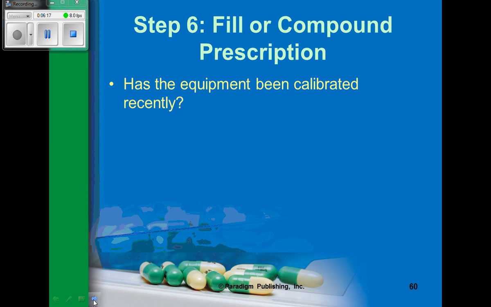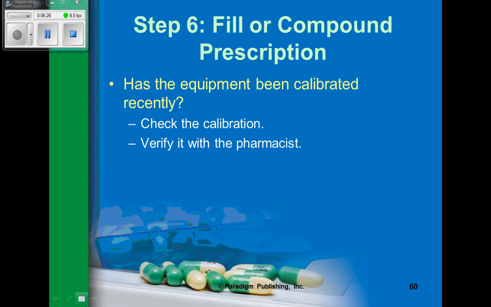Has the equipment been calibrated recently? So you want to check the calibration and verify it with the pharmacist. Any type of equipment that needs to be calibrated, you usually have a checkoff sheet to show where you have calibrated it and double checked it. And what that does is help prevent technology errors and technology malfunctions from happening.